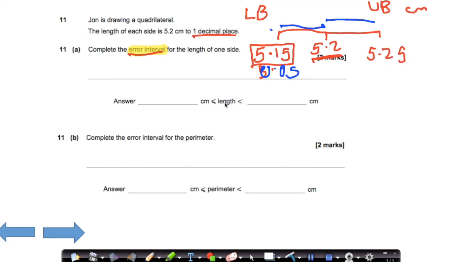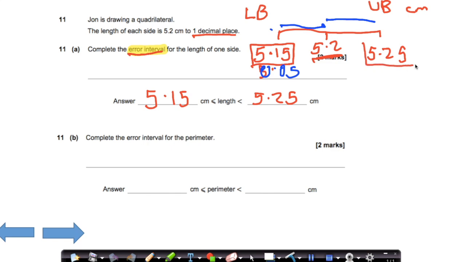So therefore, be careful because we're using this inequality symbol here. The length has to be between, so it has to be greater than the lowest bound 5.15 and less than the upper bound 5.25. So we found our upper bound and we found our lower bound. It usually is easiest if you start off by looking at the lower bound first.